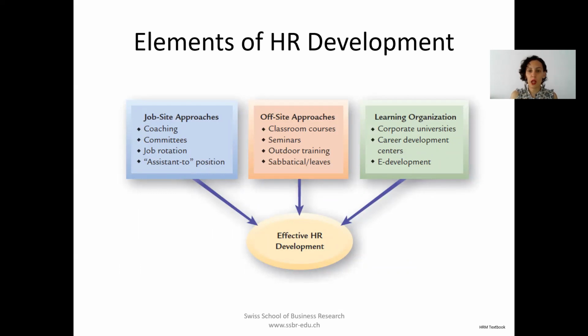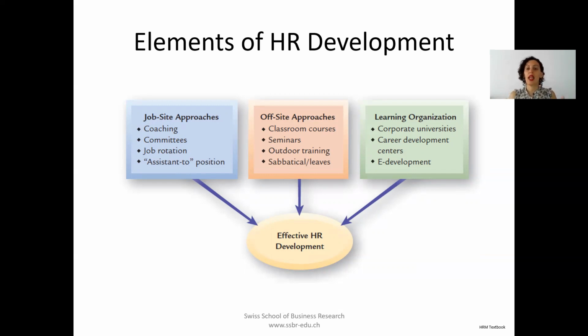So effective HR development actually comprises 3 different areas. We can see that there are development strategies that can take place on-site, off-site, and in different learning organizations that don't have to do with the business being a learning organization. So on our job, in our office, for example, there can be coaching sessions, different committees, job rotation, assistant positions, etc. Off-site, there can be, for example, classroom courses or seminars that we can attend, outdoor training sessions, for example, to foster team spirit, etc. Or even sabbaticals and leaves so that people can take time off, become reskilled, or develop a specific area and then come back.